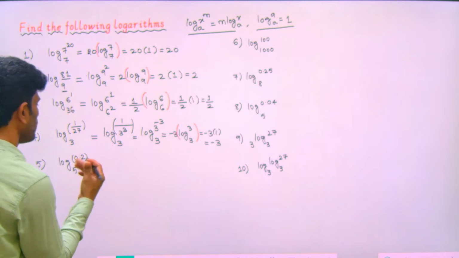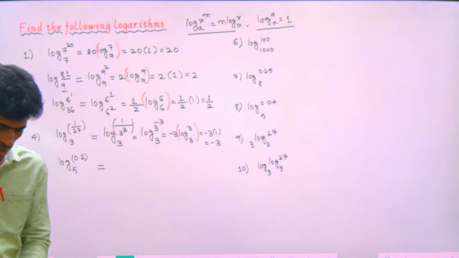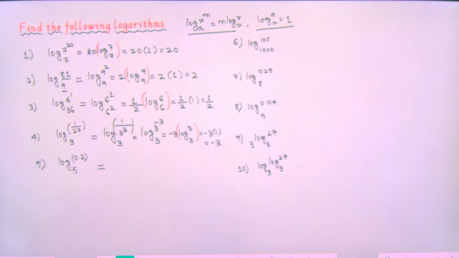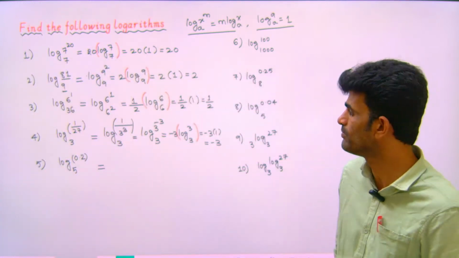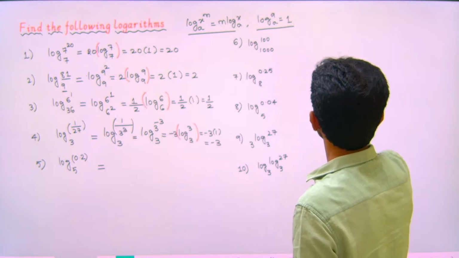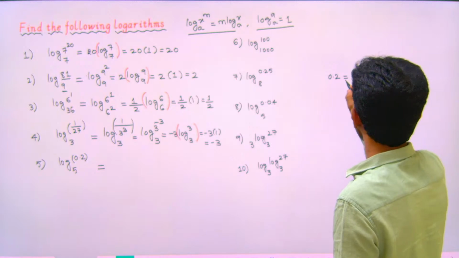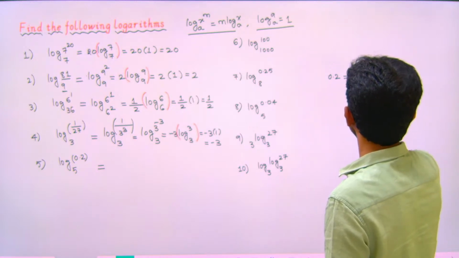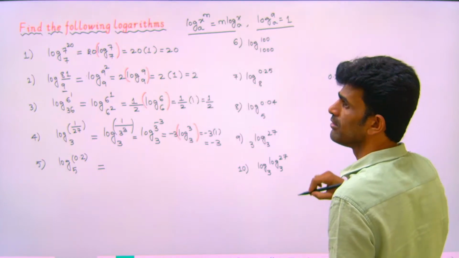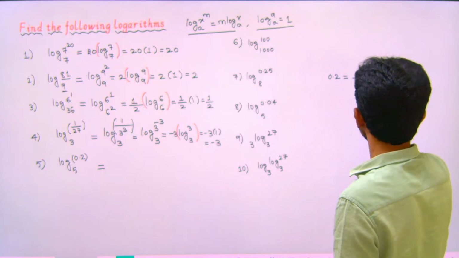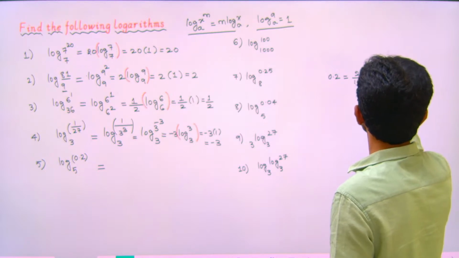Next, this one, log 0.2 to the base 5. How to express 0.2 in terms of 5? Will you try 0.2? How can we write it in decimal form? 0.2 in p by q form is what? 0.2 in p by q form is 2 by 10. Again, 2 by 10 can be written as 1 by 5. What is 1 by 5? 5 to the power of minus 1.